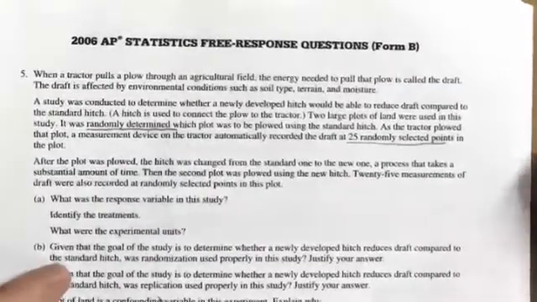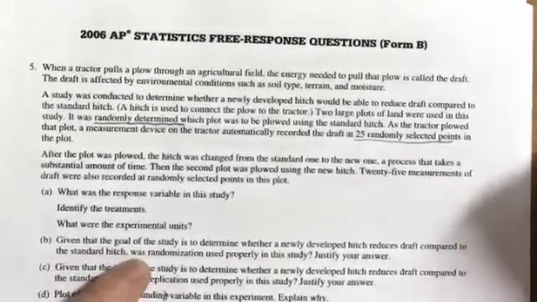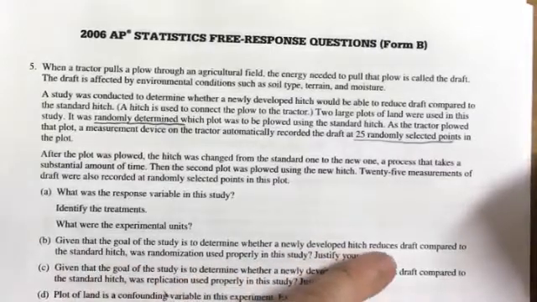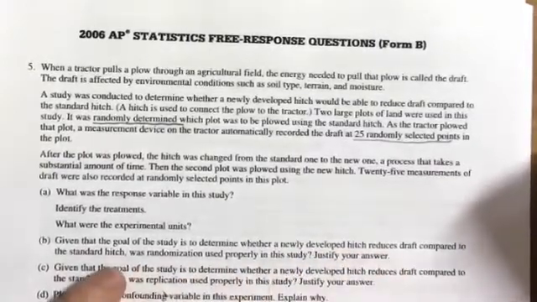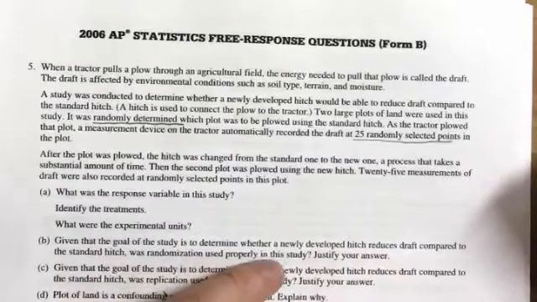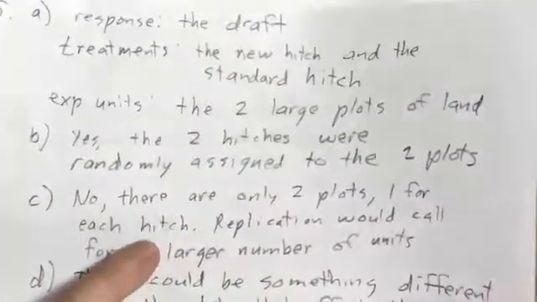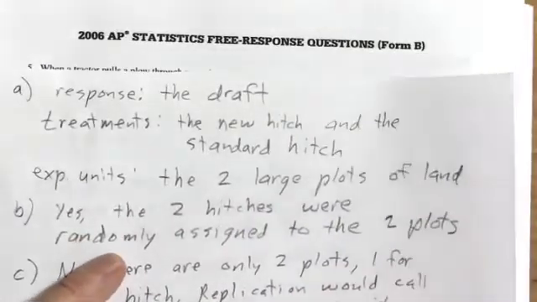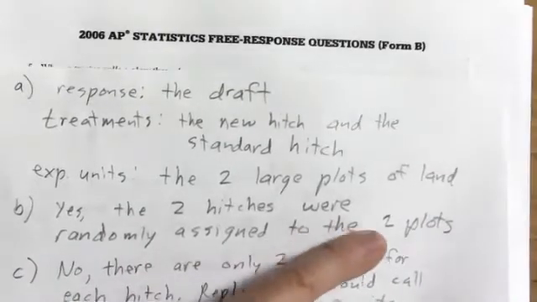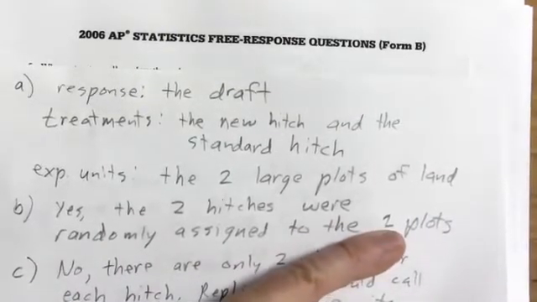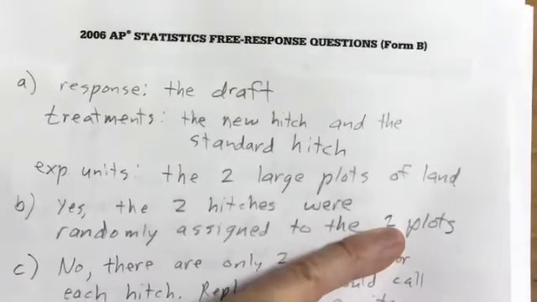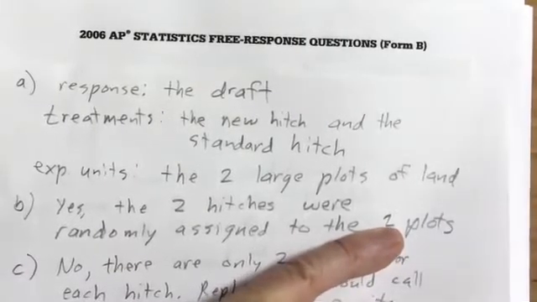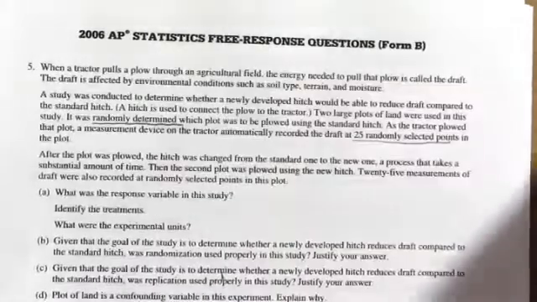Given that the goal of the study was to determine whether a newly developed hitch reduces draft compared to the standard hitch, was randomization used properly in this study? Well, yes, it was used properly because the hitches were randomly assigned to the two plots. There were just two of them, but they were randomly assigned to the two plots.